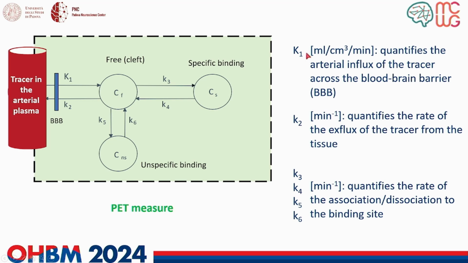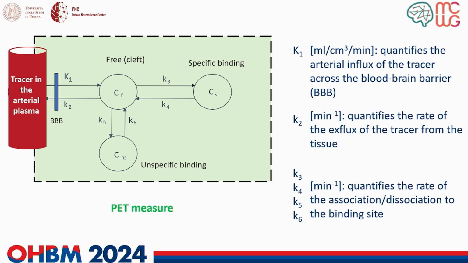In particular, K1 is a very interesting parameter for me because K1 is a combination of two different pieces of information. The tracer reaches the tissue with the velocity of the blood flow after crossing the BBB. K1 is the combination; there is a mathematical formulation. It combines both CBF and the permeability of the BBB.